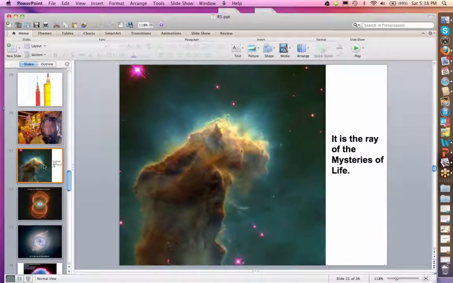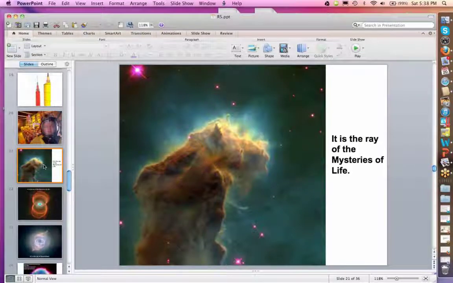Now, here is another thing to offer you. The fifth ray is the ray of the mysteries of life. Now, who would have assigned that to the fifth ray? The fifth ray wants to know. Remember that. It wants to know. And it wants to prove it. And it does that through research. And it looks into that which it doesn't know in order to try to understand it.